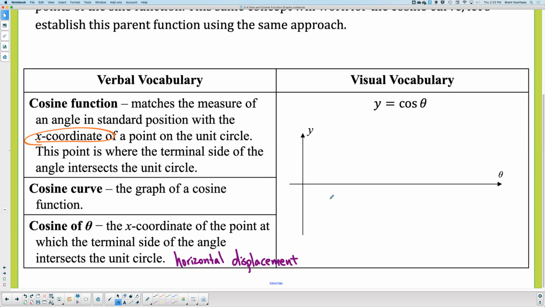Now, when you graph it, it's going to appear that cosine is next to a y, and you're going to be like, why is that? Well, that's because when you graph it, the independent is still the angle, but now whatever the x value is on the unit circle becomes a y value on the graph. I'll say it again. The x value on the unit circle becomes the y value on the graph.